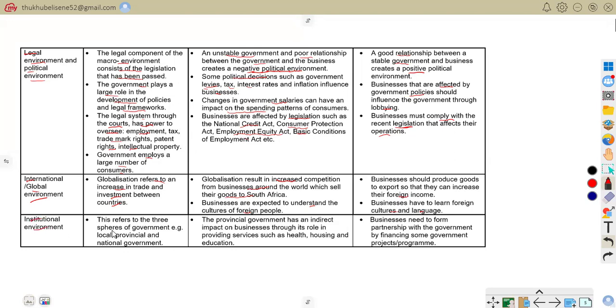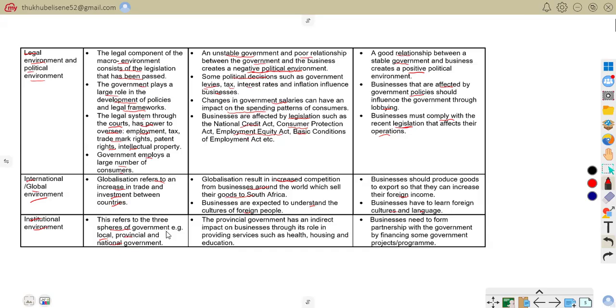So now we come to the institutional environment. This refers to the three spheres of government, e.g., local, provincial, as well as national government. It means each plays a role in services and policies. These three spheres that we've just talked about. For example, local government collects waste.